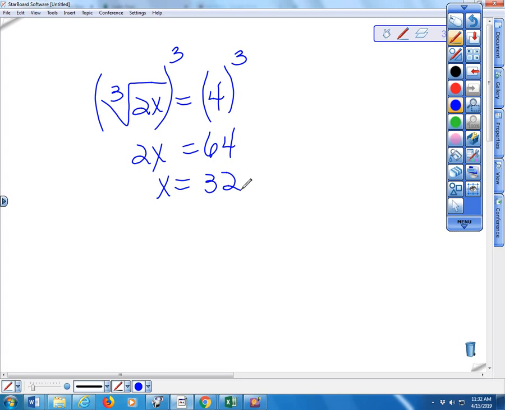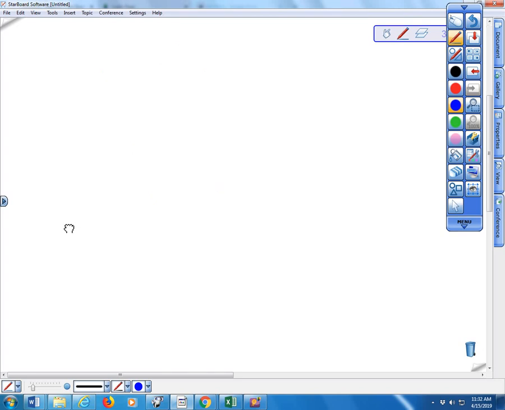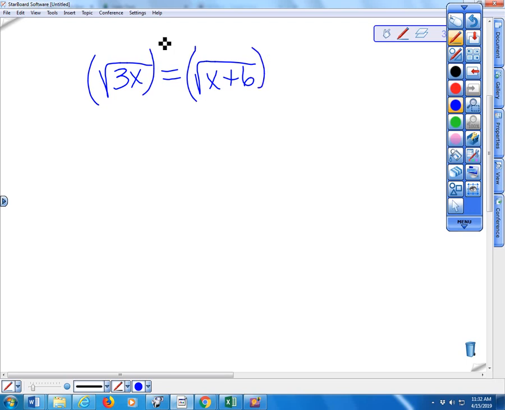Okay, next one. How do I undo a square root? Square both sides. Okay, subtract x. And then check it. 3 times 3 is 9. The square root of 9 is 3. 3 plus 6 is 9. The square root of 9 is 3. Check.